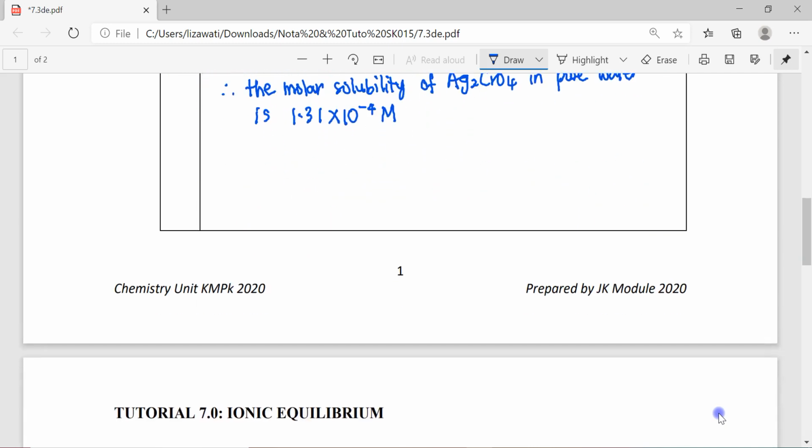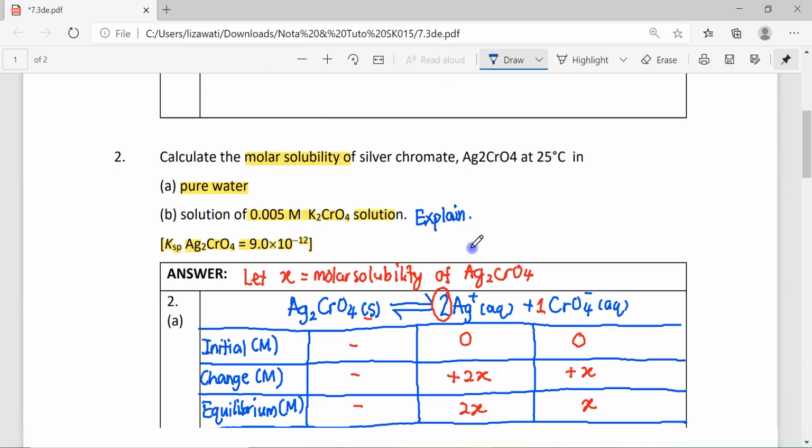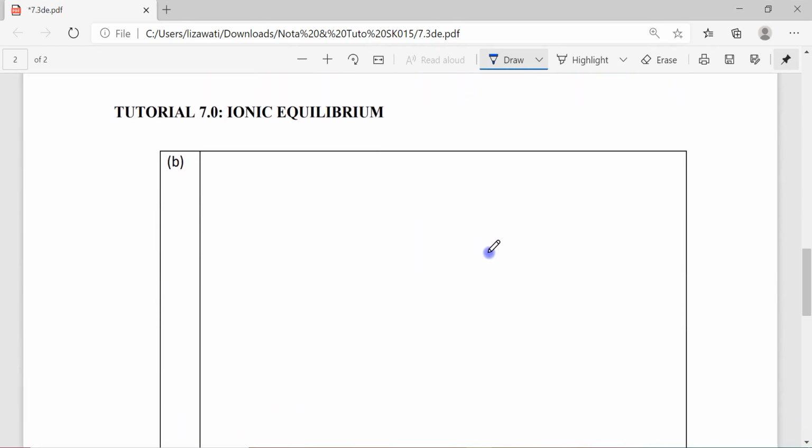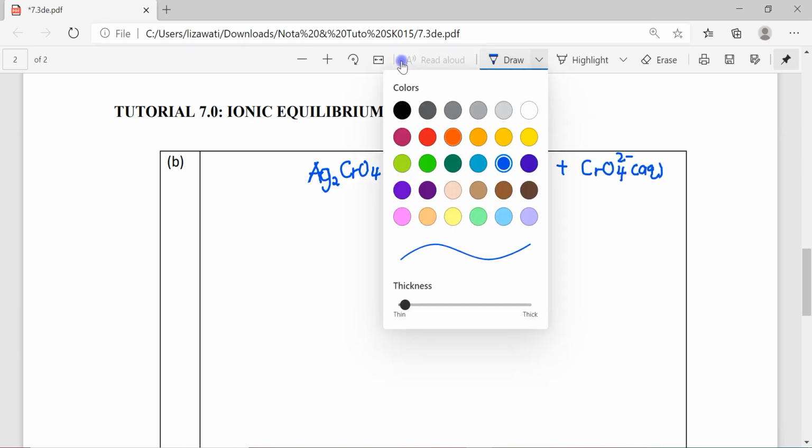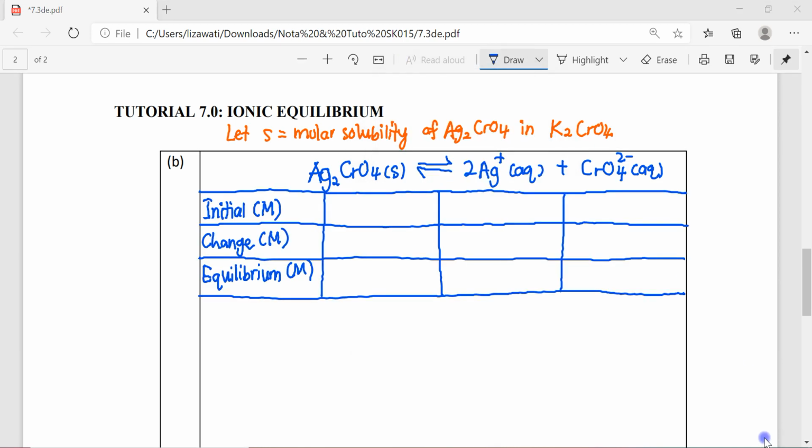Alright. Next, for question B, it asks us to calculate the molar solubility of silver chromate in a solution of 0.005 molar potassium chromate, and then you have to explain. Alright, so same steps. First of all, you have to write the dissociation equation for the salt. Okay, don't forget to write the assumption. Okay, next, draw the ICE table. Alright, so here is the ICE table.